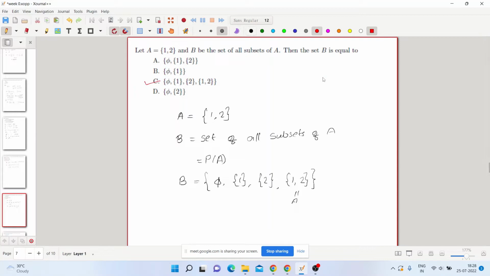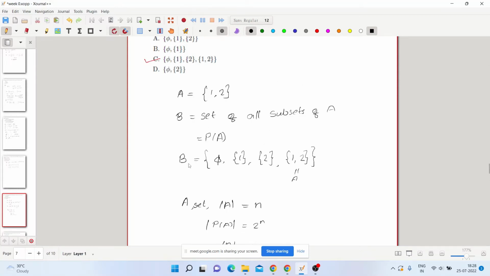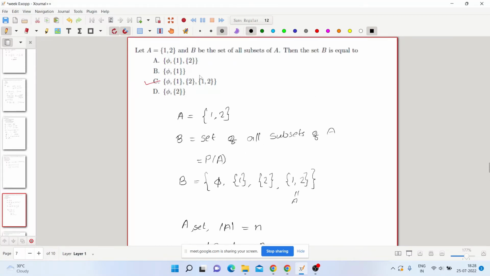Also, if we have a set A and the cardinality of A is given as n, then the cardinality of the power set of A will be 2 power n. To check the answer, our cardinality of A is 2. So the cardinality of the power set, that is the cardinality of B, should be 2 power 2, which is equal to 4, which is true because we listed 4 elements in B. So this is the power set, or the set of all subsets of A.